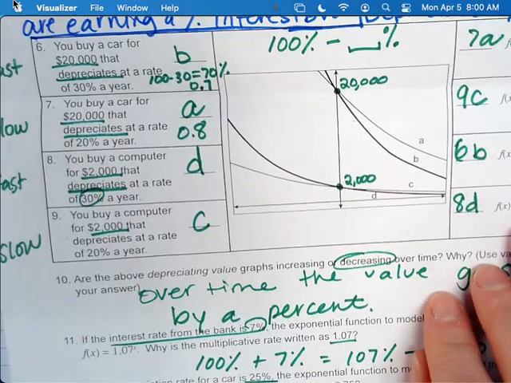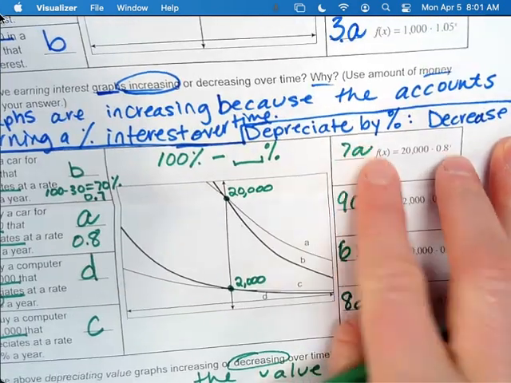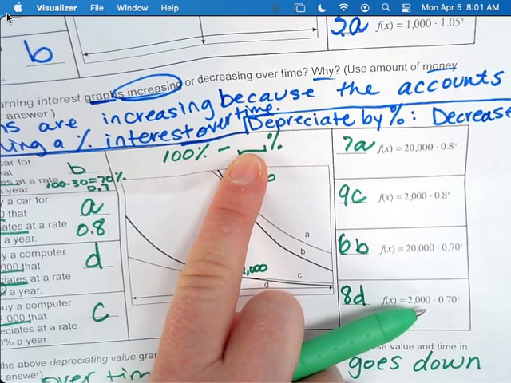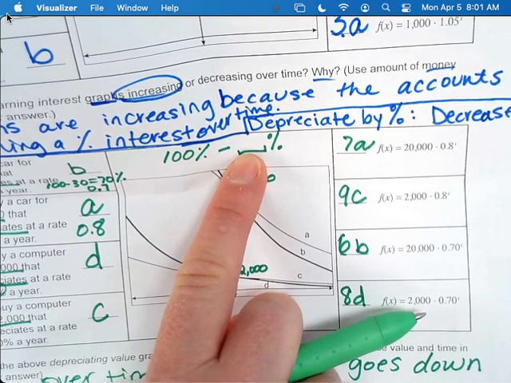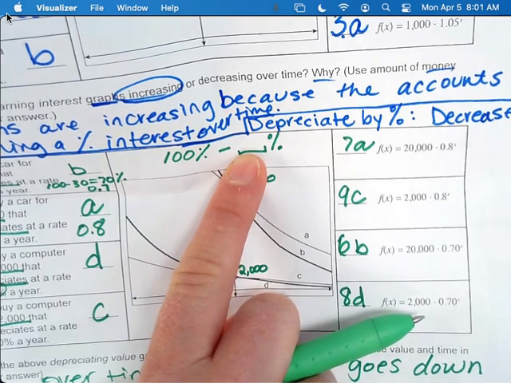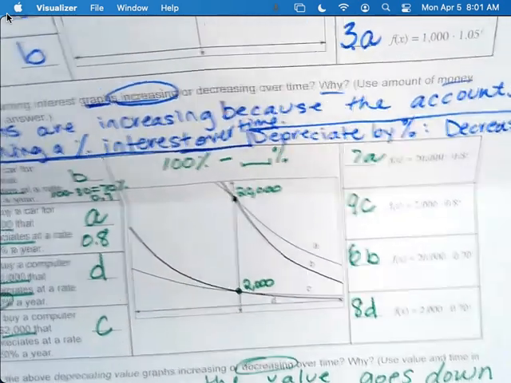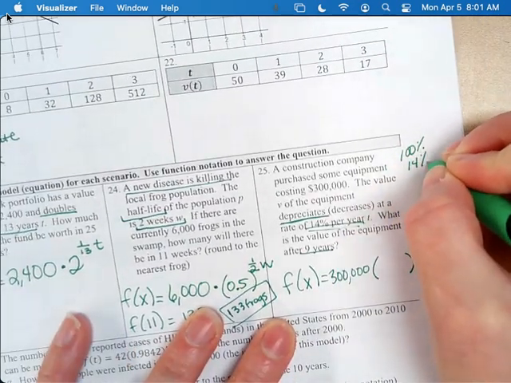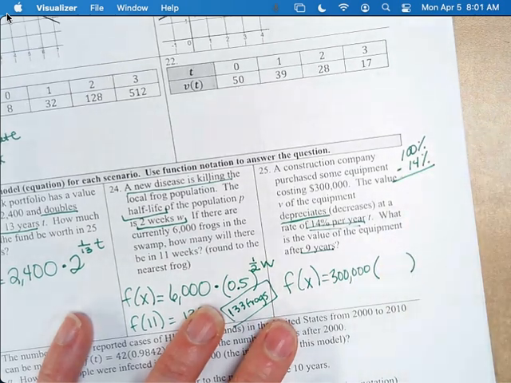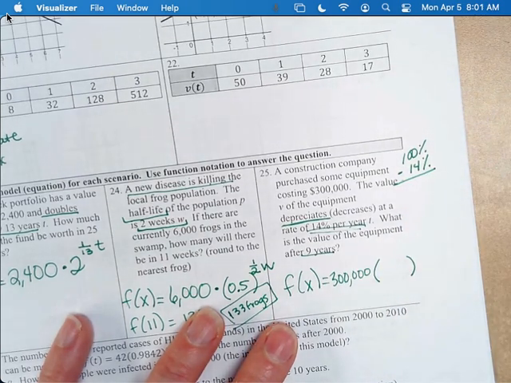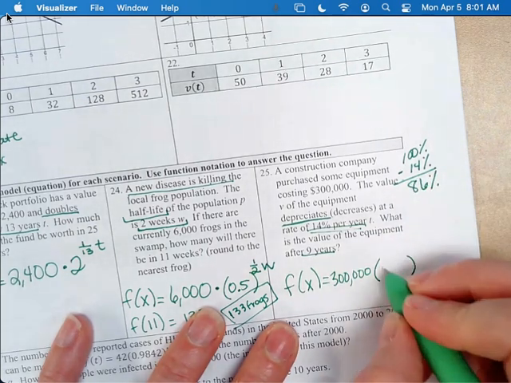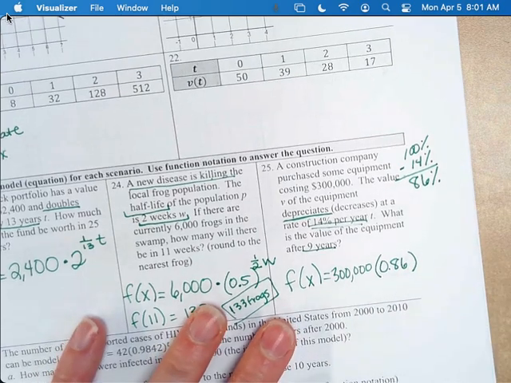Yep, because anytime it depreciates, it's going down by 30%. Then we take 100%, we subtract the percent that is depreciating by, and we get the rate. If the rate is less than 1, then that means it's going down, which this is going down. So we would take 100% and take the 14% away from it. If it appreciates, we add the 14% to it. But depreciate means we're going down. So that would be 86%. So it'd be 0.86 as our rate.